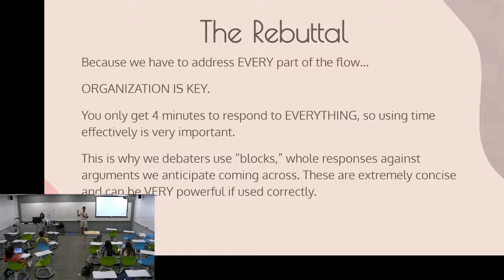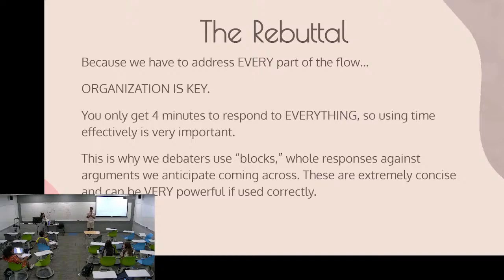If you're first speaker, you have the easiest rebuttal of the round because you get 4 minutes to respond to your opponent's 4-minute case. And even that is hard because you have to make up arguments on the spot. But if you're a second speaker, then you're in for a treat, because you only get 2 minutes essentially to respond to your opponent's arguments and then 2 minutes to respond to your opponent's responses against yours.